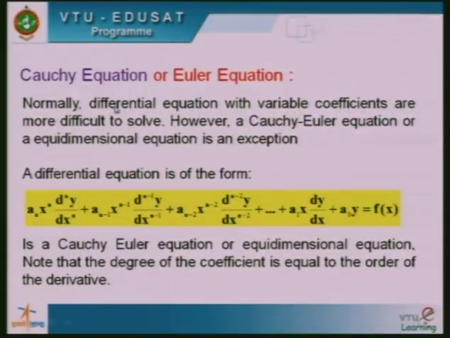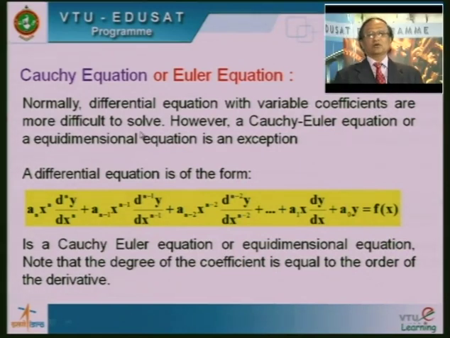Normally, differential equations with variable coefficients are more difficult to solve. However, a Cauchy-Euler equation or equidimensional equation is an exception. It means a linear differential equation with variable coefficients is difficult to solve, but if the given equation is a Cauchy linear equation, you can very easily find the solution. Is it clear? Right.